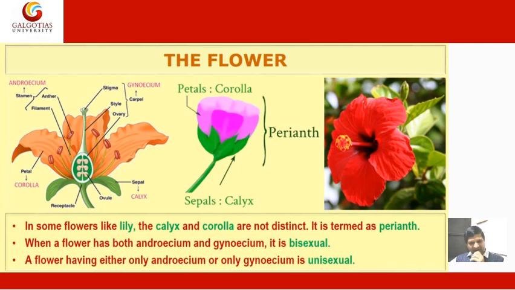In some flowers like lily, the calyx and corolla are not distinct. It is termed perianth. When a flower has both androecium and gynoecium, it is bisexual. The flowers having either only androecium or only gynoecium are unisexual.